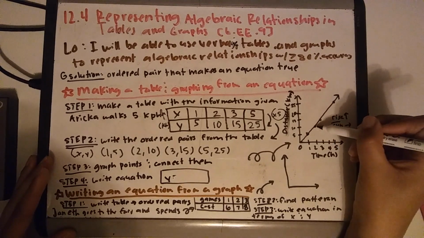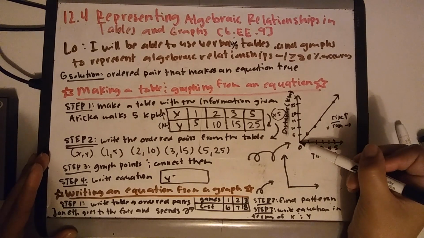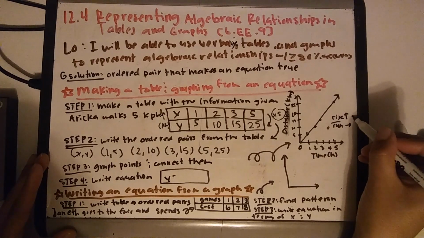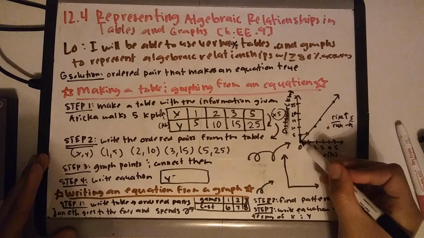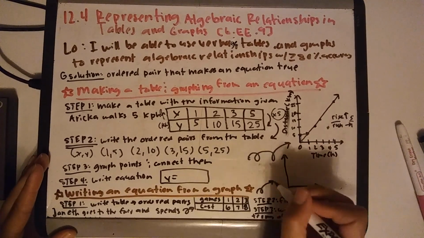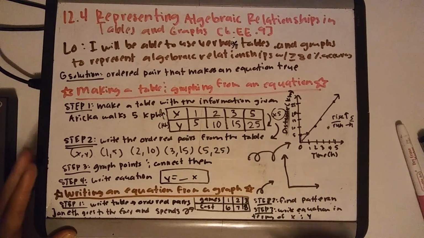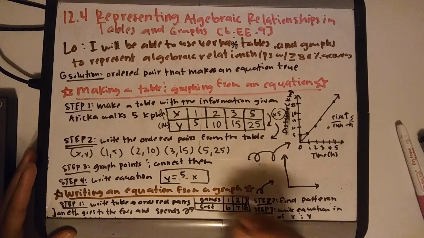So how much am I going up and how much am I going over? From one point to the next, let me start right here, because let's start from the origin. From here to here, how many did I go up? I went up 5. How many did I go over? I went over 1. Make sure that you look at the increments, because it's going by 5s and it's going by 1s. So 5 over 1 is 5. That's basically the number that goes right before my x. So that's 5x. The equation is y equals 5x.